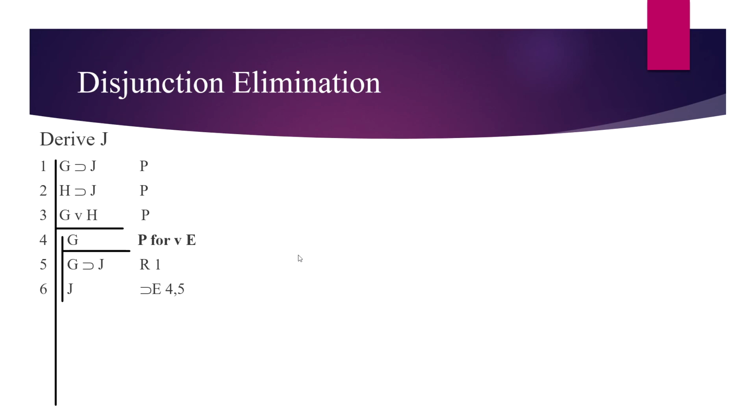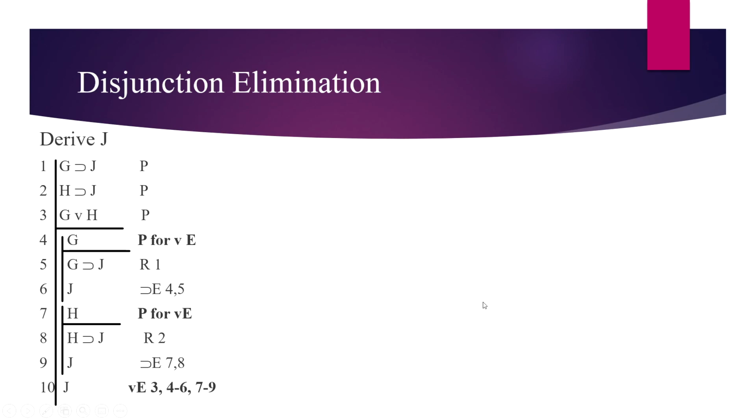Now we have to do the second subderivation to prove that J also follows from H. We can do this the same way we did the first one, doing it independently of that first subderivation. We reiterate if H then J from line 2, and then do conditional elimination from lines 7 and 9. After proving J follows independently from both G and H, we can go back to the main scope line and use disjunction elimination to write J on line 10.